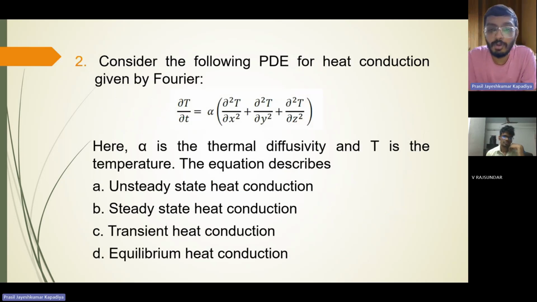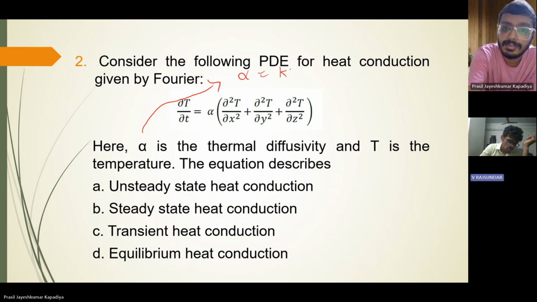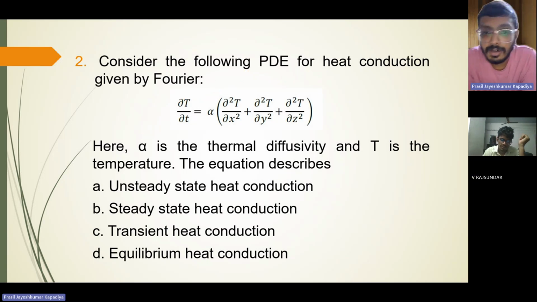Okay, let's move ahead with the next problem. Consider the following partial differential equation for heat conduction given by Fourier: del T by del t is equal to alpha times del square T by del x square plus del square T by del y square plus del square T by del z square, where alpha is thermal diffusivity. How is alpha defined? Alpha is equal to k by rho Cp. Yes, this is how thermal diffusivity is defined. T is the temperature.